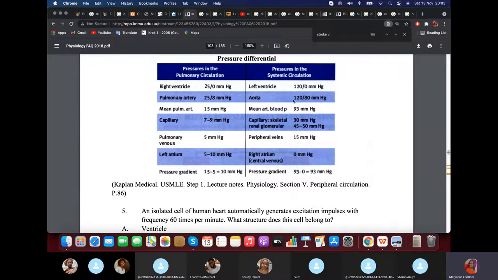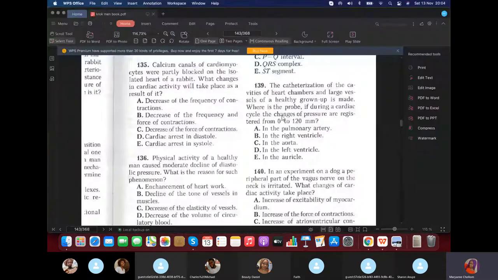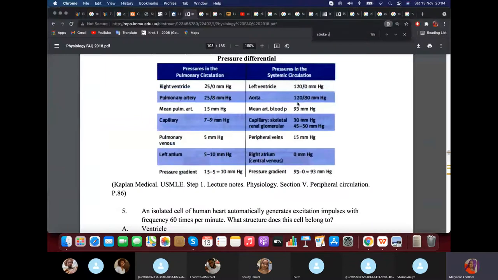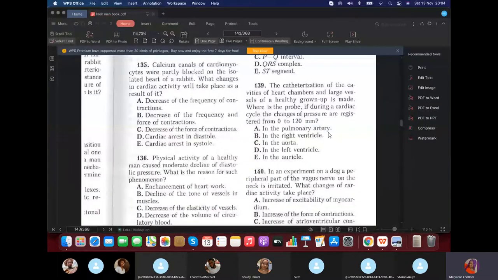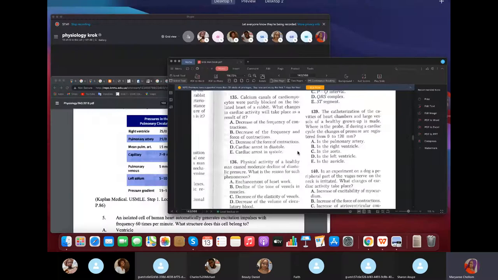Why I'm showing this is because in this one, they put the aorta at 80 to 120. They also put the pulmonary artery. So you can write this down on your own, just in case. They can change it. They can remove this and put maybe 80 to 120, so you know that the answer will be aorta in that case. Because it's 0 to 120, that's why it's left ventricle.